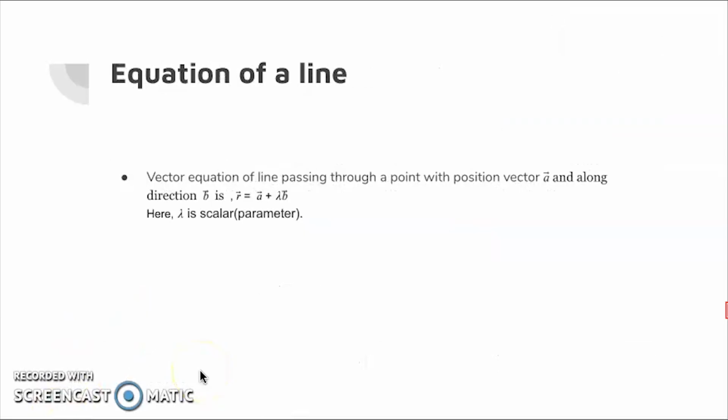Next topic is equation of a line. In this topic, we'll see the equation of a line in vector as well as in Cartesian form. The vector equation of a line passing through a point with position vector A along with direction vector B is vector R is equal to vector A plus lambda vector B. Here lambda is a scalar, that is, a constant.